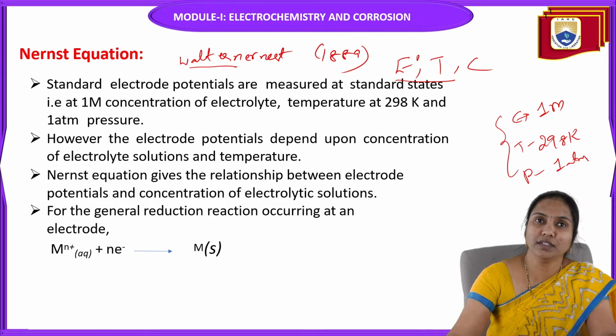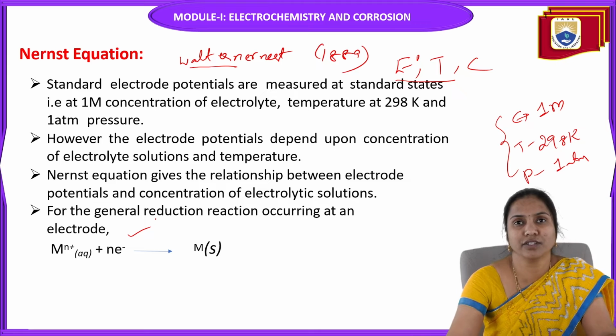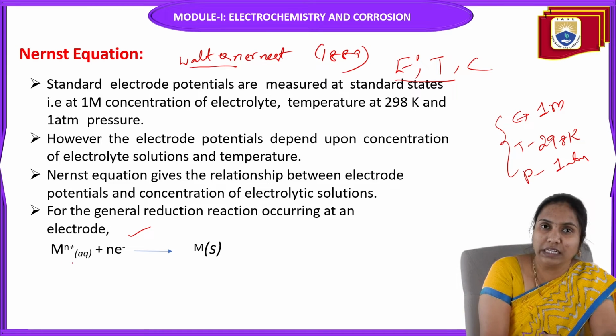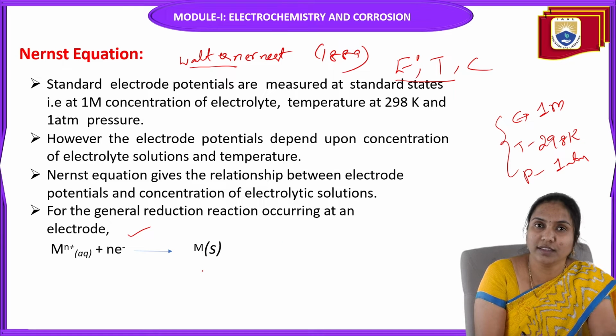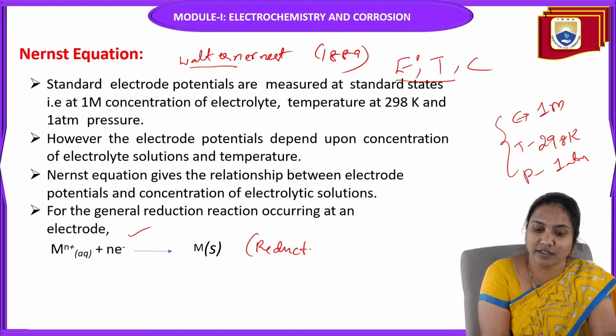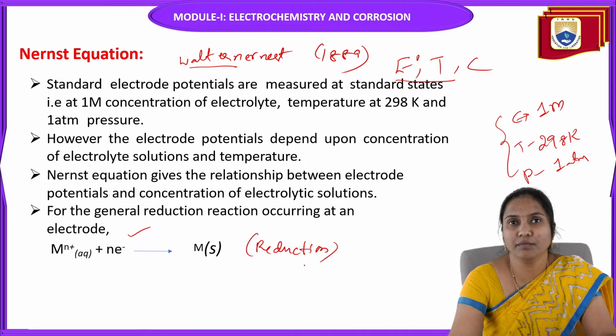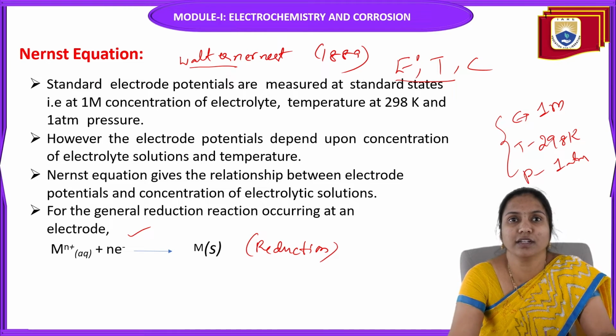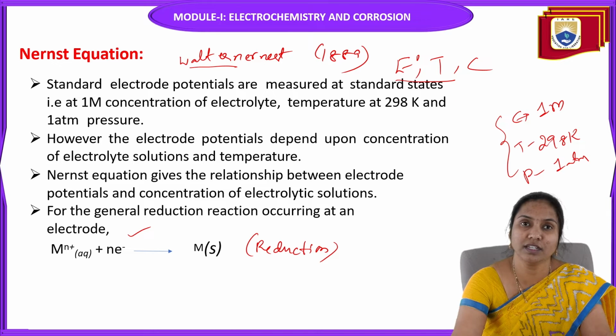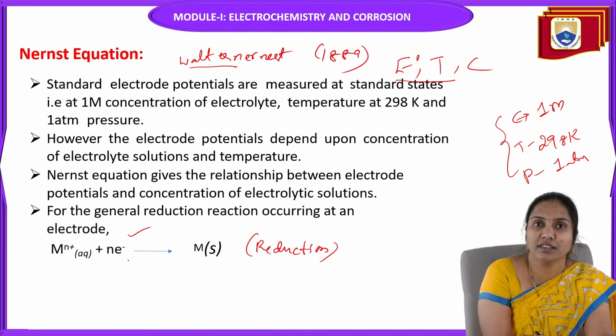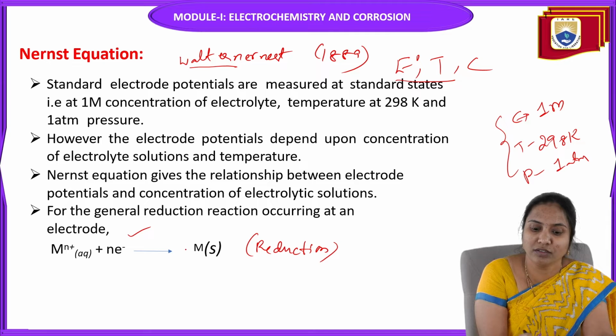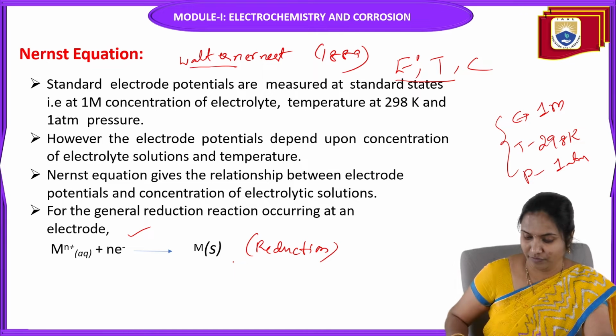Okay, for example, here is the general reduction reaction occurring at an electrode. Metal ions gain electrons and then give metal. It is a reduction reaction. That means here you are given a reduction reaction: metal ions, gain of electrons, then gives metal.